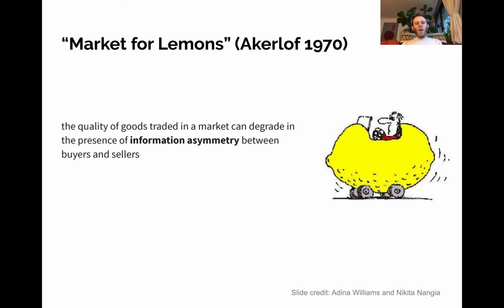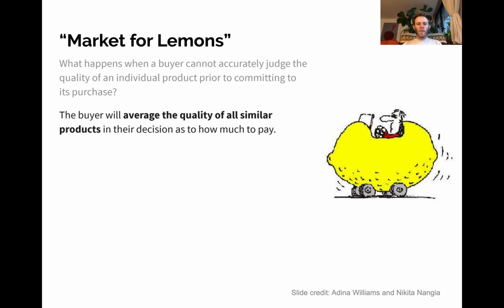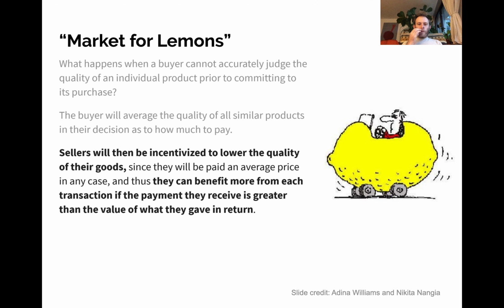The quality of goods traded in a market can degrade in the presence of information asymmetry between buyers and sellers, if the person buying something doesn't know as much about it as the person selling it. The buyer, in deciding what they're willing to pay, will look at the average quality of everything on the market. But the seller, who knows the specific value of the stuff that they're selling, is incentivized to try to sell lower quality goods, or in our case, lower quality services, since they'll be paid the average price in any case.